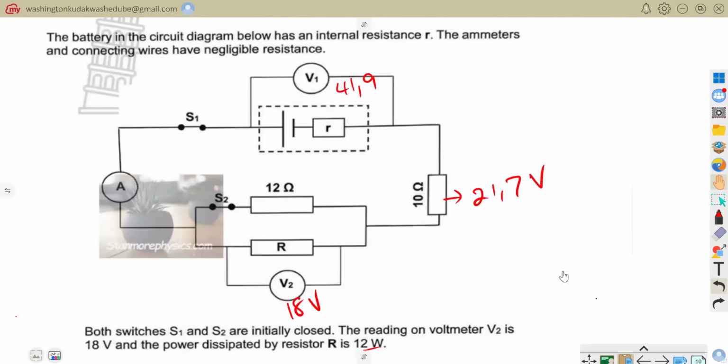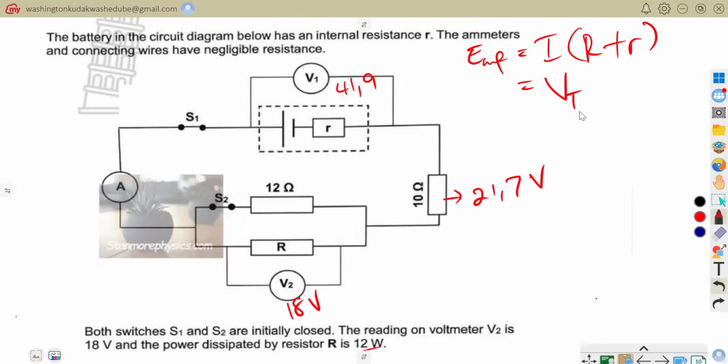So now we want the internal resistance of the circuit. You would know that the total EMF can be given by the total current times the resistance in the external circuit plus the internal resistance. Or else it can be given by the total voltage in the external circuit plus the total volts lost. So we can start by calculating the V lost, because this is I times R plus this is I times R. So I can find this because I already know that.